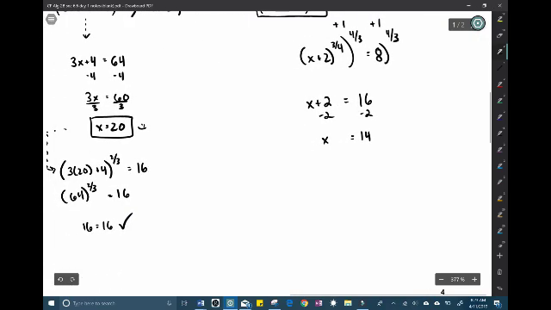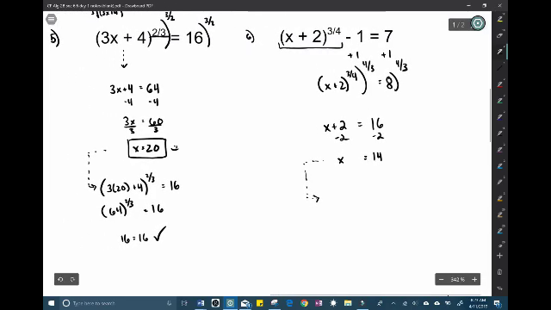But let's check. Okay, so again, check it on out. Our original equation is 14 plus 2 to the 3/4, and then don't forget the minus 1 is equal to 7. This is 16 to the 3/4 minus 1, which is 8 minus 1, which means 7 is equal to 7. And we are happy to go from there. Alrighty.